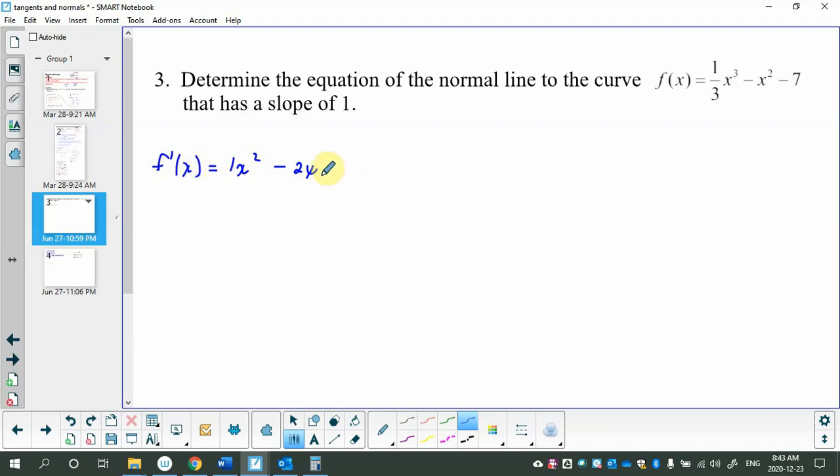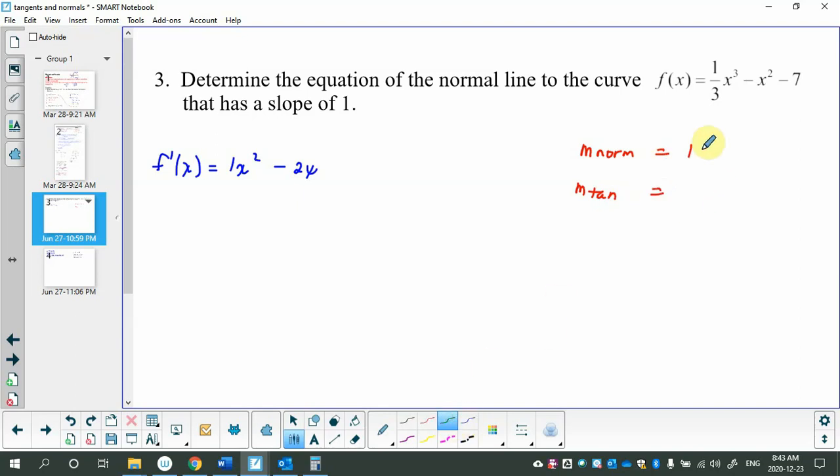So it says, determine the equation of the normal line, so we're after y equals mx plus b again, but normal, that has a slope of 1. So what that's saying is that the slope of the normal line is equal to 1, which means the slope of the tangent line is the negative reciprocal. So we're going backwards, but the step is the same.